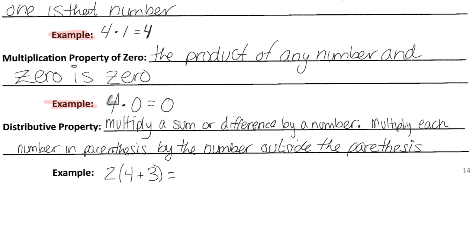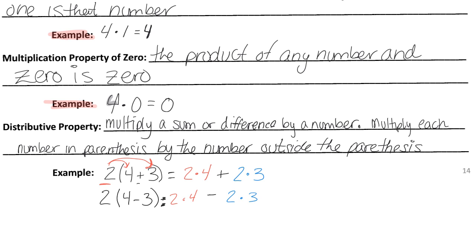So what that looks like is we're going to take this 2 and we're multiplying both of these numbers in the parentheses by that number. So that would really look like now 2 times 4. We keep that plus sign, plus now 2 times 3. Okay, and we do that for plus or minus. The only thing that changes is that now it's 2 times 4 minus 2 times 3. So the distributive property works the same way.